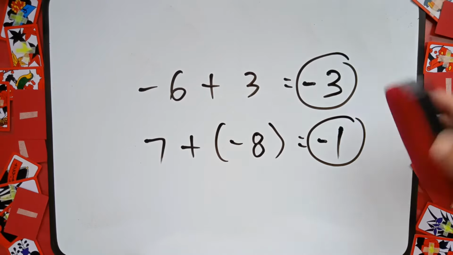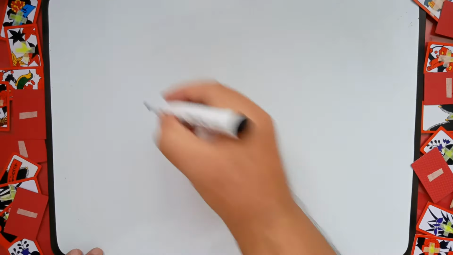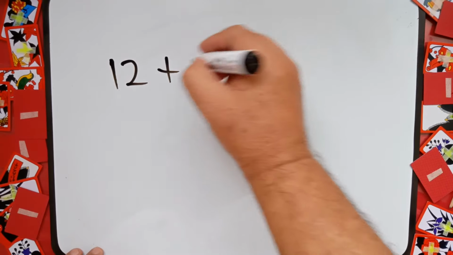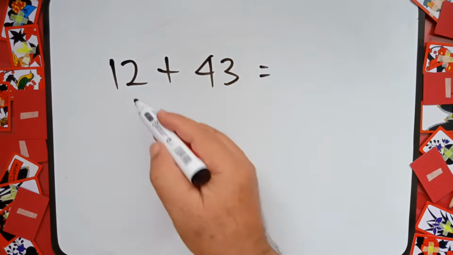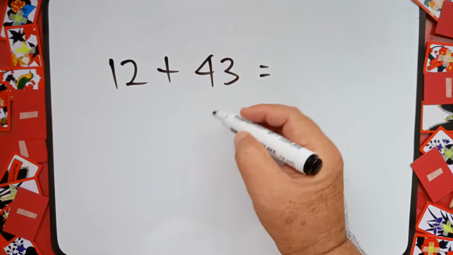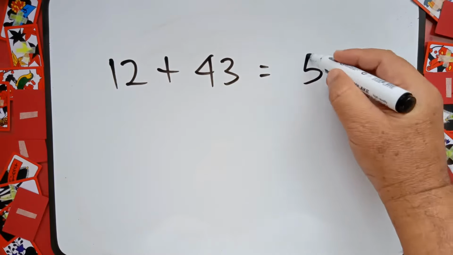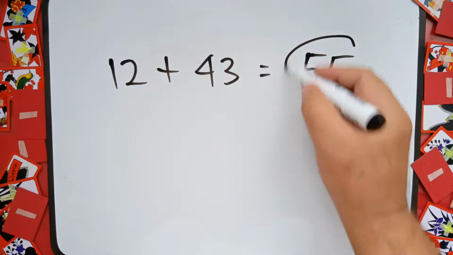Now, let's try some more. 12 plus 43. Okay, same sign. 12 is positive, 43 is positive. You have to add the absolute value, which is 55. Then copy the common sign, positive.